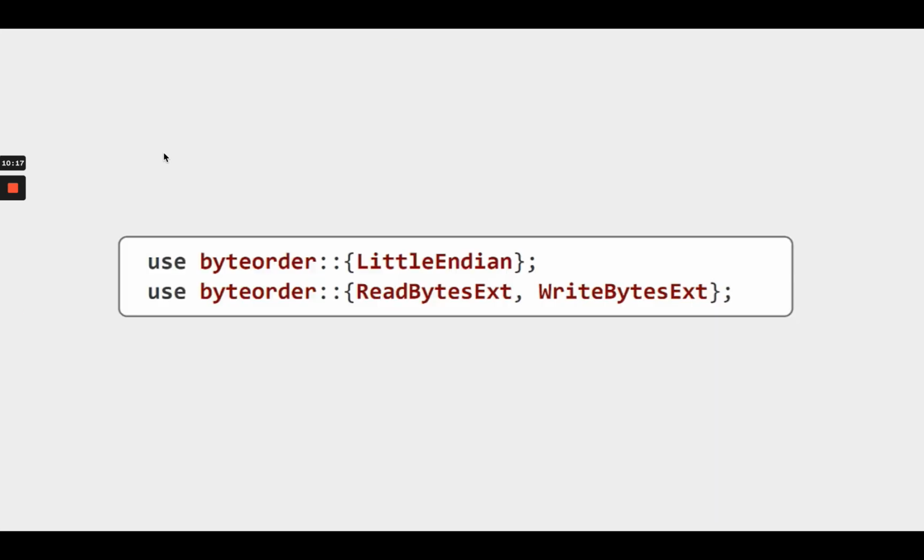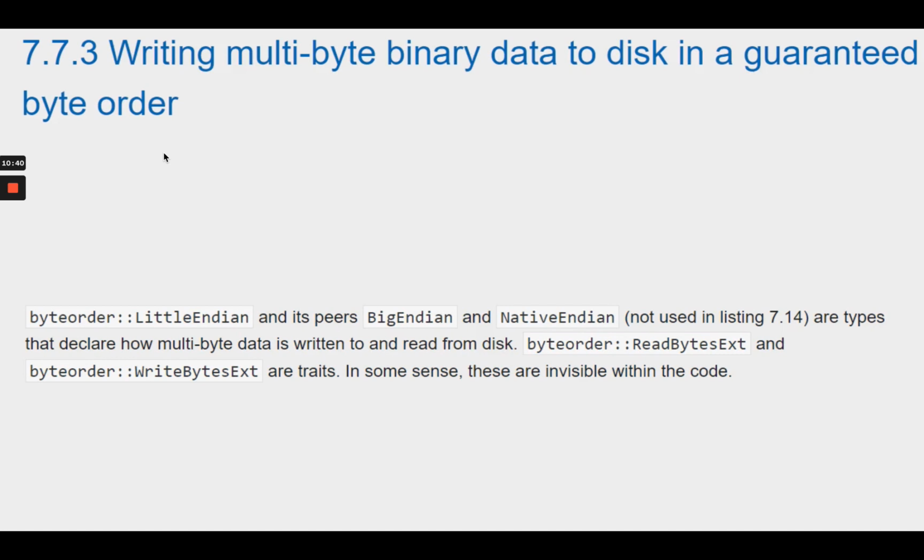To follow what's going on with our key-value store, it will help to have an understanding of how byte order works. Listing 7.14 is a toy application that demonstrates the core functionality. Lines 11 through 23 show how to write to a file, and lines 28 through 35 show how to read from one. The two key lines are byteorder::LittleEndian and its peers, BigEndian and NativeEndian, not used in listing 7.14. These are types that declare how multi-byte data is written to and read from disk.